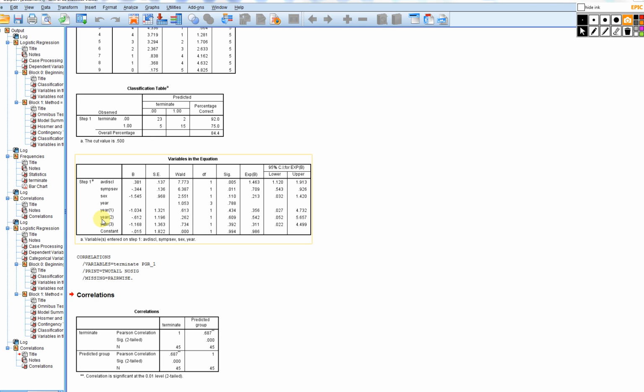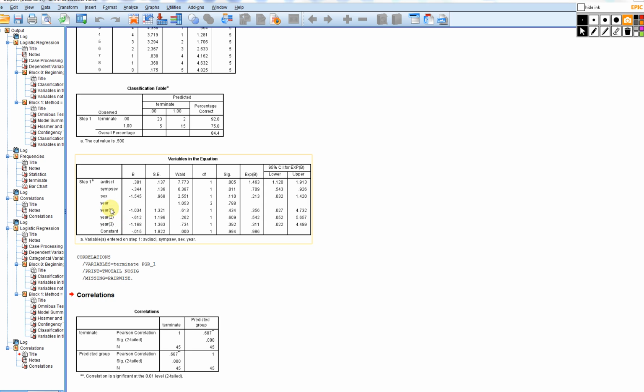For the comparison between juniors and freshmen, you can see also a negative relationship, meaning that for this dummy coded variable right here, the juniors would be coded 1, and you can see for this comparison that the juniors are less likely to terminate within the first 2 months than the freshmen. Again, this comparison was not statistically significant.